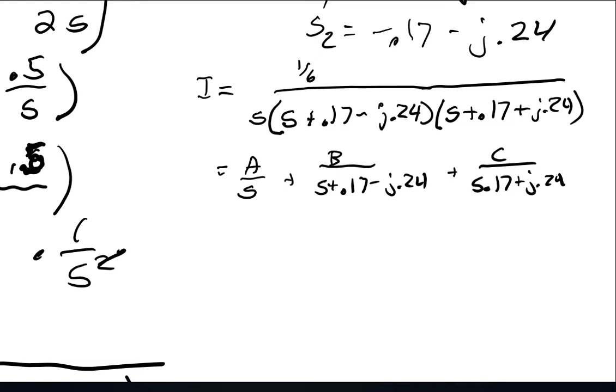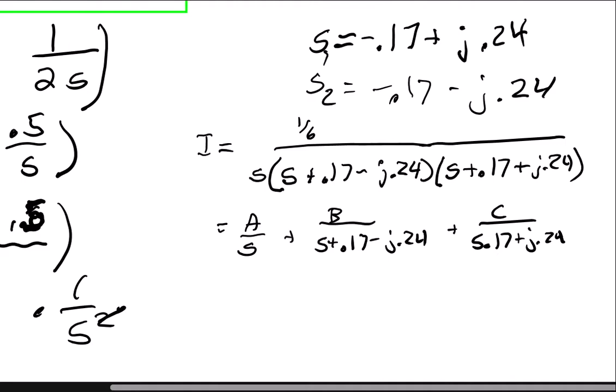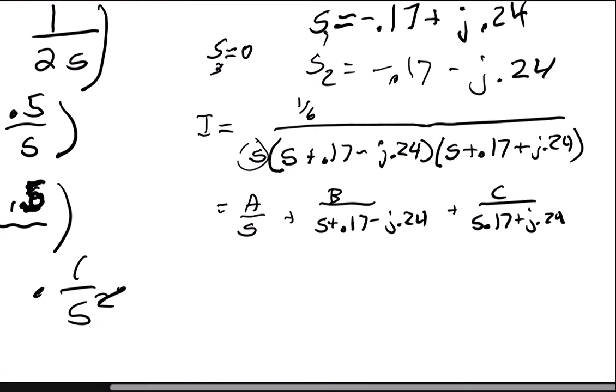Now, to find A, I'm going to plug, I see my third solution. So when I solved this quadratic equation, I got the solutions minus 0.17 plus J 0.24 and minus 0.17 minus J 0.24. I had a third solution. That third solution was 0. So I can say S3 equals 0. And that came from this S right here.